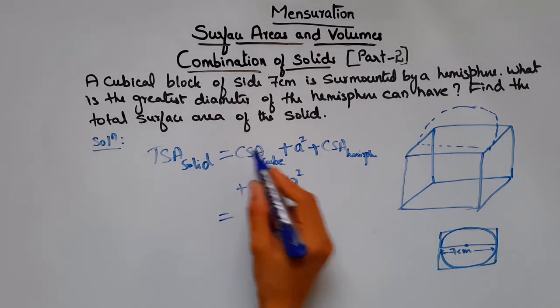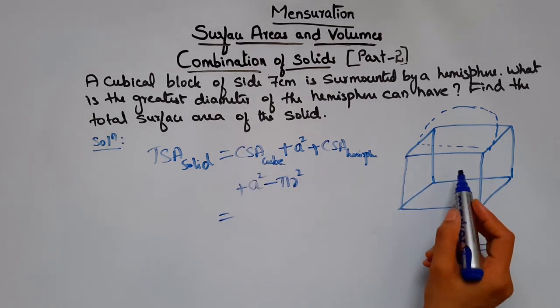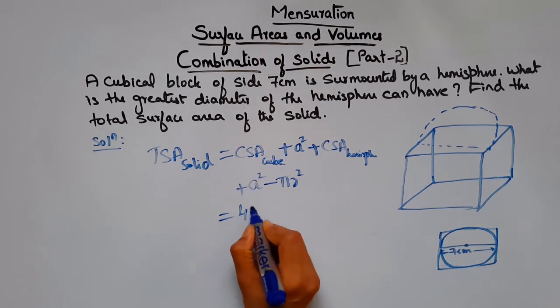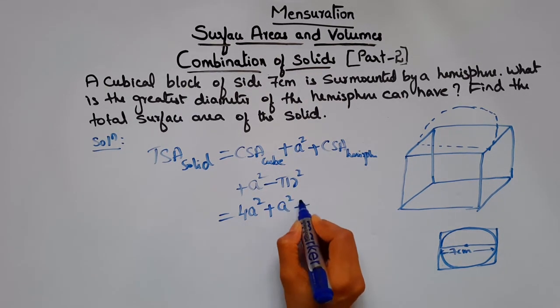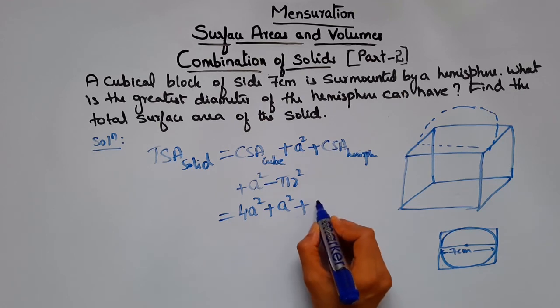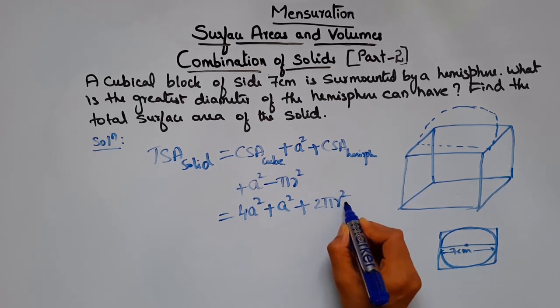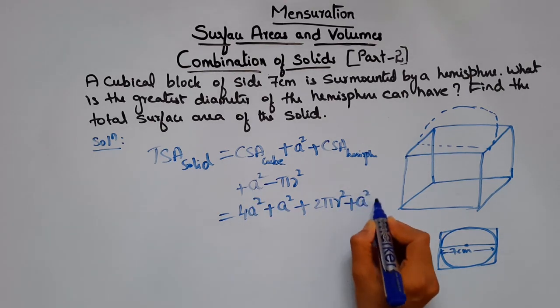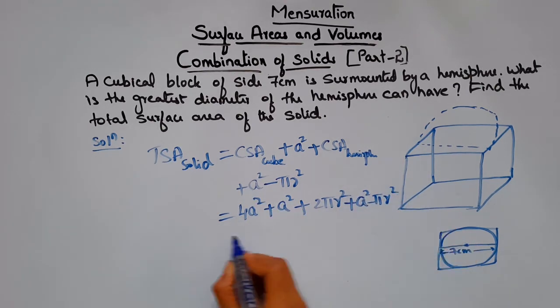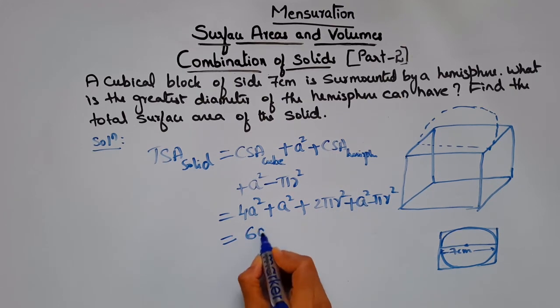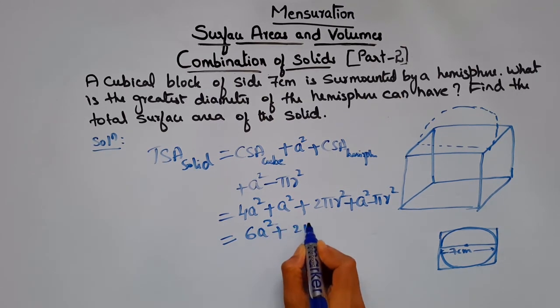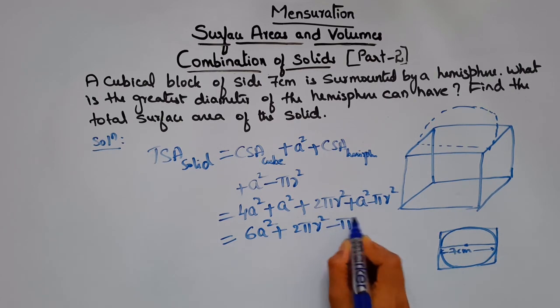Now what is the curved surface area of the cube? Curved surface area means 4 sides, so 4a square, plus a square, plus, what is the curved surface area of the hemisphere? The curved surface area of the hemisphere is 2 pi r square, plus a square, minus pi r square, right? Which is equal to 4a square plus 1 is 5a square, 6a square. So we have 6a square plus 2 pi r square minus pi r square.